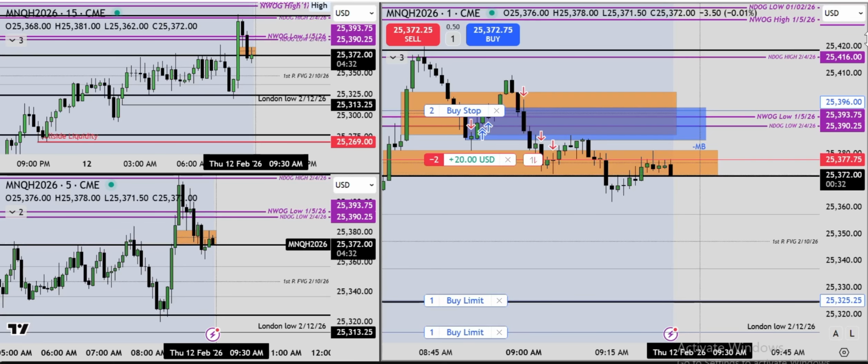Just marking 9:30 open. During that 8:50, 9:10 macro, I like to just mark a vertical line of 9:30 open just to remind myself that we're going to face some volatility.